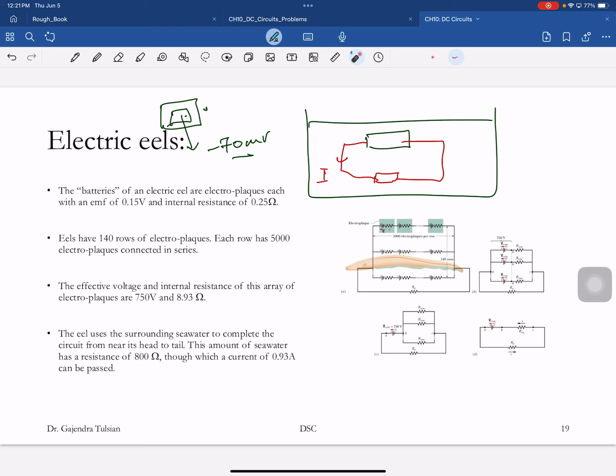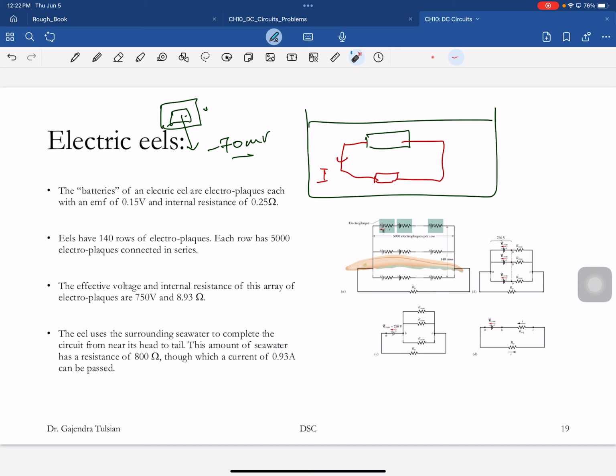Okay, so the effective voltage and internal resistance of this array is 750 volts and 9 ohm internal resistance. All those guys add up to that. Okay? And then they're in parallel. The eel uses the surrounding seawater to complete the circuit from near its head to tail. This amount of water has a resistance of 800 ohms. So this water is 800 ohms. So 800 volts divided by 800 ohms is 1 amp current. So there's a 1 amp current flowing in the fish.